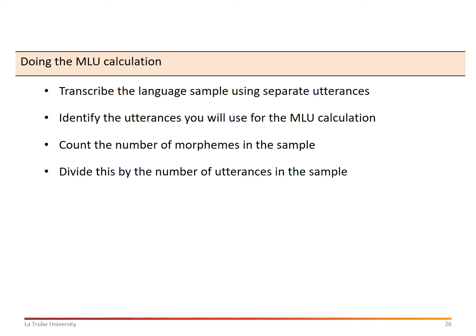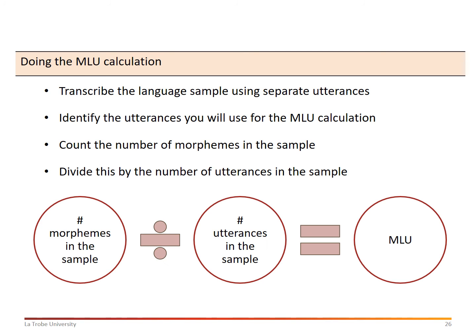So moving on and doing the calculation, you've transcribed the language sample and utterances are on separate lines. You've identified the utterances you will use for your MLU calculation. You will count the number of morphemes in each sample, and it's easy to do it line by line, which is why I suggest writing each utterance on a separate line. And then you do the calculation. You divide the number of morphemes by the number of utterances in the sample to give you your MLU calculation. So the calculation itself is not hard. The important part is the first bubble, counting the number of morphemes accurately.